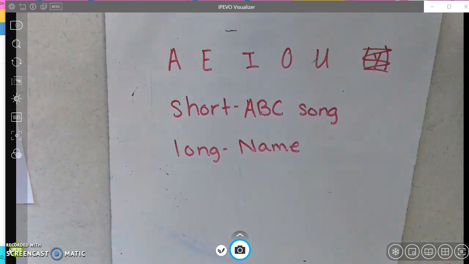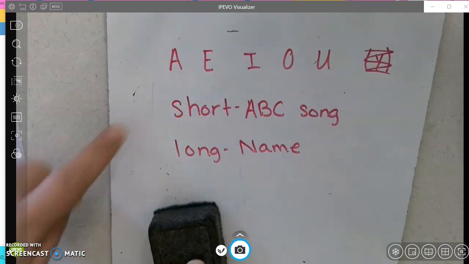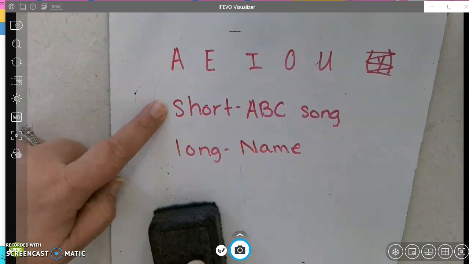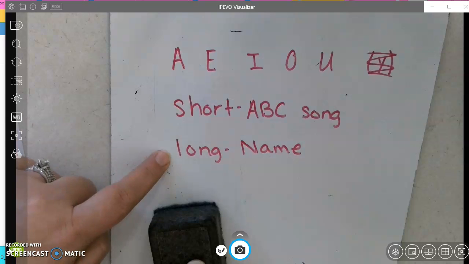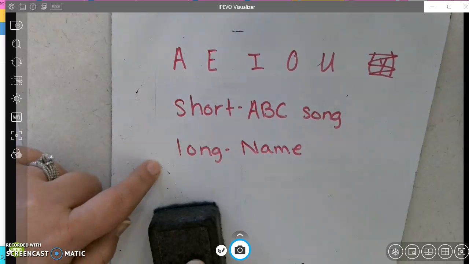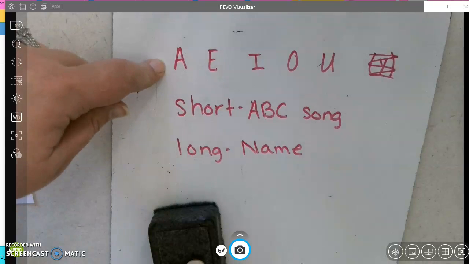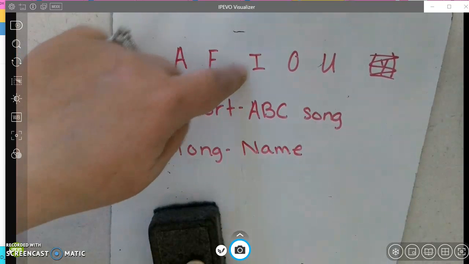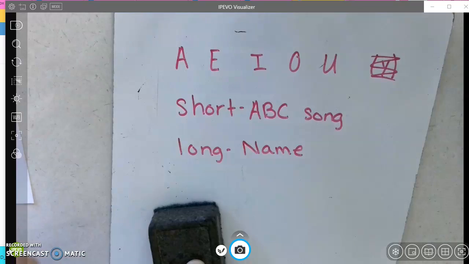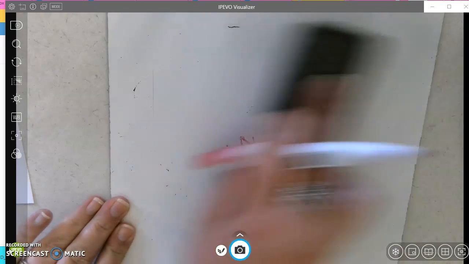So each of these five vowels have two sounds. Their short sound is the typical sound that we think of. The long sound is always their name. So when I say, what's the long sound? A. What's the long sound? I. What's the long sound? U. It's just their name.